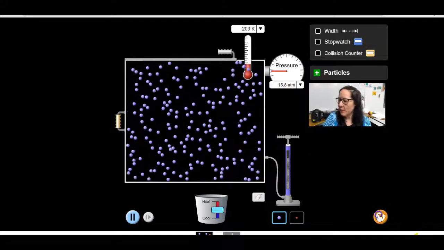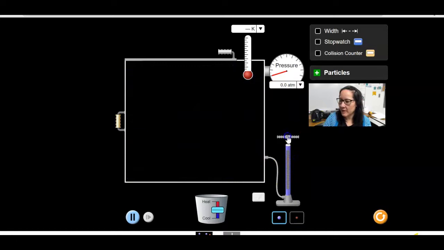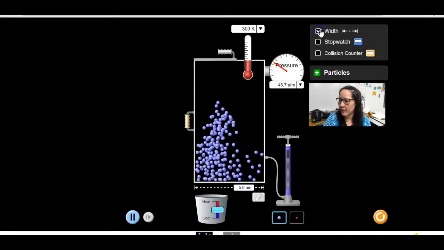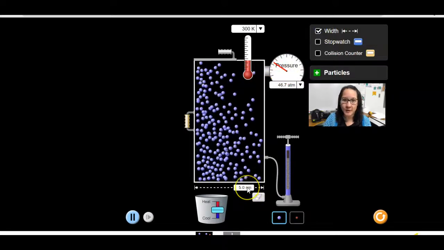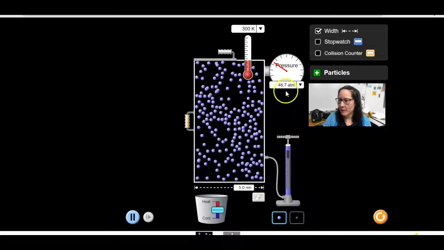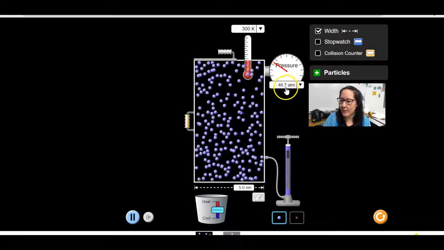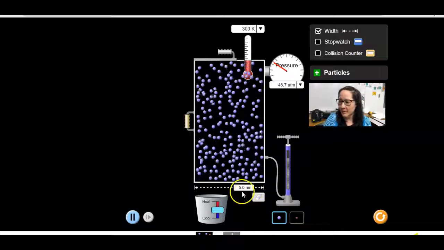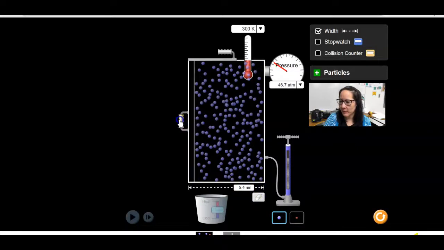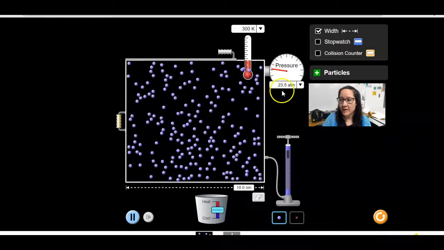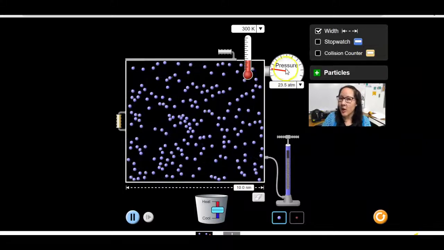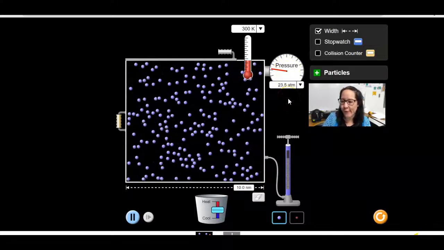Okay, now we're going to double the size of the container. So let's make the container about this size, and let's see if I can get the width. 5 nanometers is my width. All right, the pressure right now is 46.7. If I were to double the size of the container, make it 10 nanometers, now the pressure is 23.5. So doubling the size of the container caused the pressure to cut down by half.